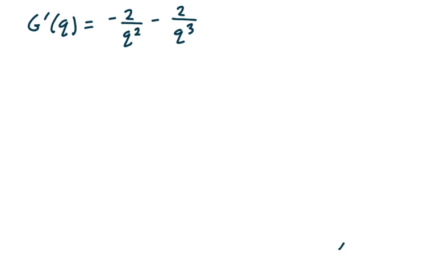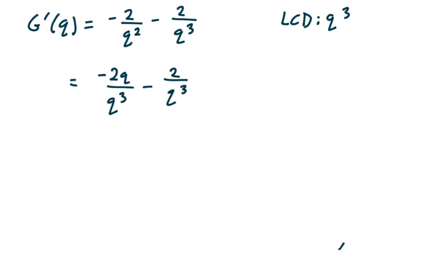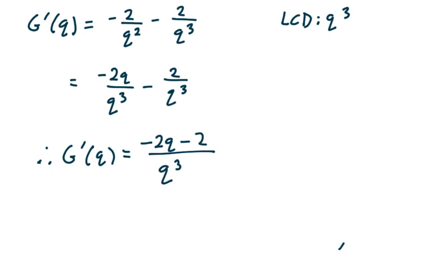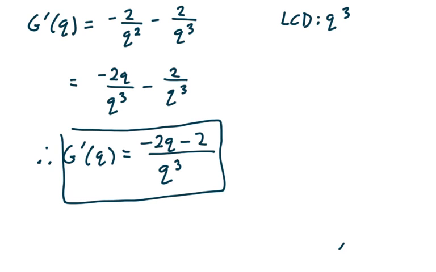So we're going to say the LCD is q cubed. So this is negative 2q divided by q to the third minus 2 over q to the third. And so therefore, g prime of q is negative 2q minus 2 over q to the third. And this is a really, really nice way to express the derivative of g of q. And that's how you do problem number 30.